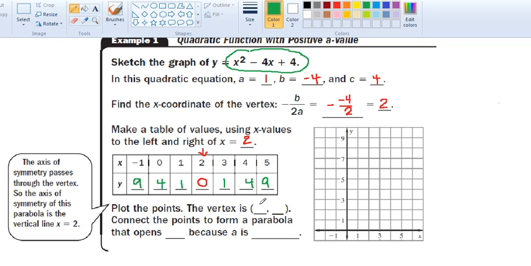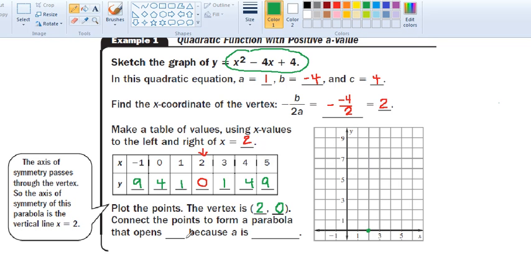So we're going to plot the points here. A couple things we know are the vertex is 2, 0. That comes from right here. X is 2, y is 0. So we're going to use that point for sure. Let's go ahead and plot that. That's 2, 0. So 2 in the x, 0 on the y. Looks like it's right there.